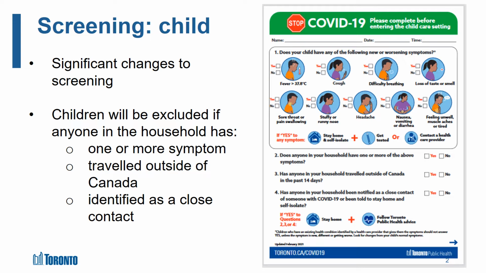Children will be excluded if anyone in the household has been notified as being a close contact of someone with COVID-19 and been told to self-isolate. Previously, only children would isolate if they had been notified as being a close contact. Ensure to refer to the updated screening posters and make them available in your designated screening areas.